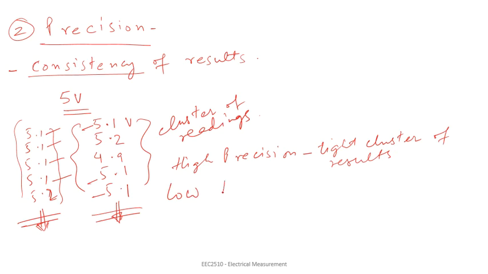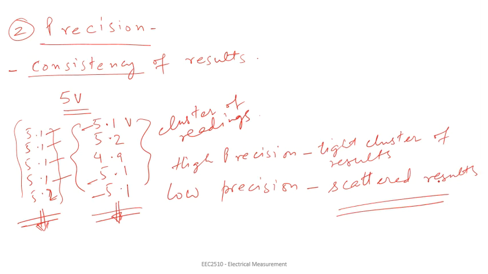On the other hand, if the precision is low, then it means that the results are scattered, or the measured values that you have measured with the instrument are scattered. Okay, now having discussed both accuracy and precision, what do you conclude?